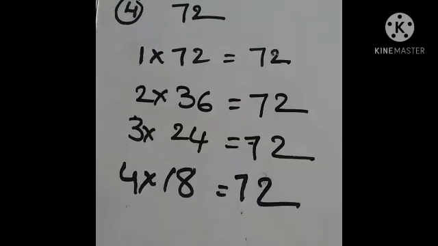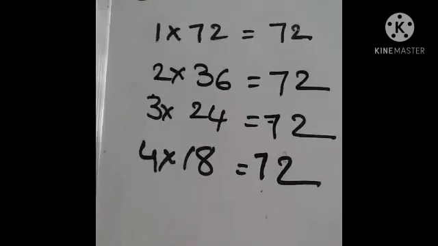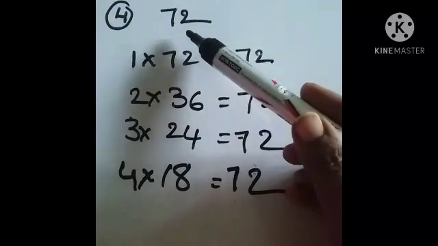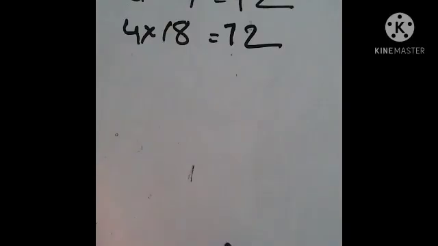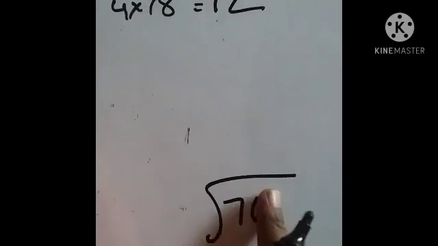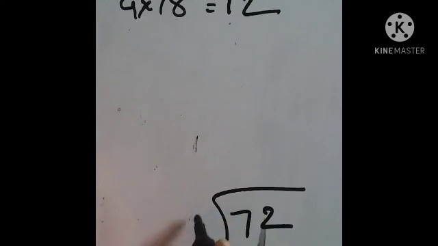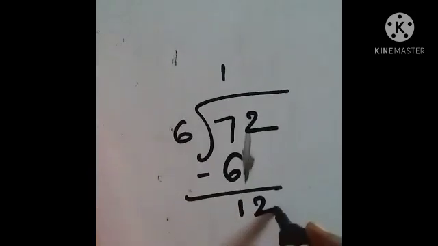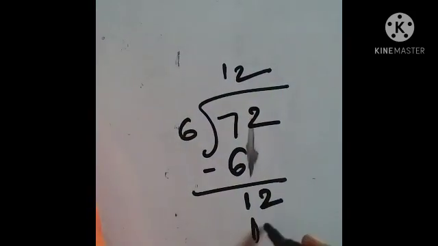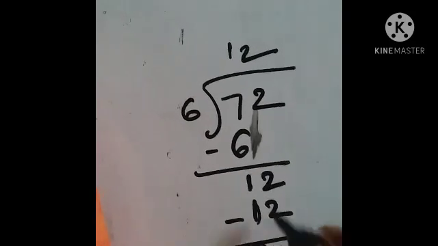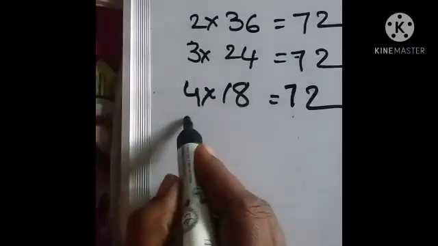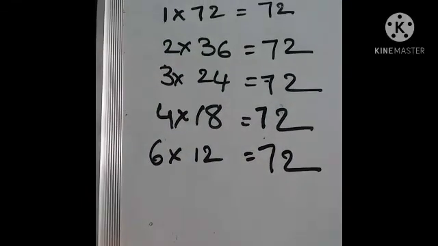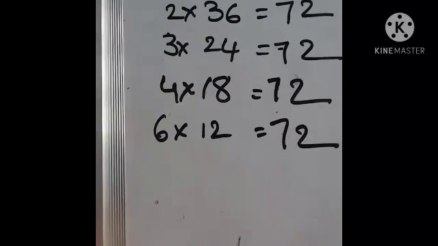5 is not a factor of 72, because by the divisibility rule of 5, only numbers with 0 or 5 in the 1's place are divisible by 5. So 6. Now check it. 72, 6 1s are 6, 6 2s are 12. 12 minus 12 is 0. So 12 6s are 72. Next, 13 is not divisible. 14.